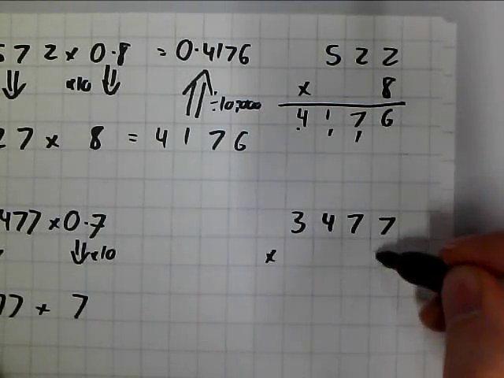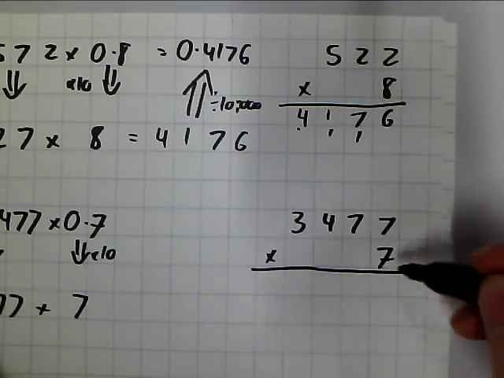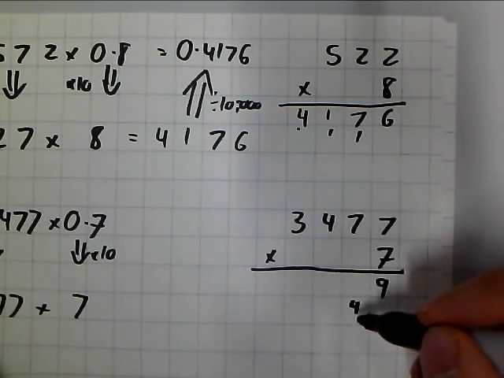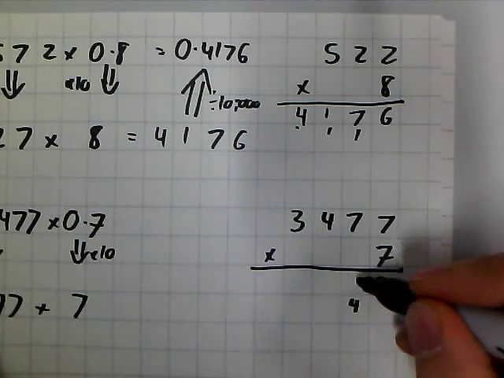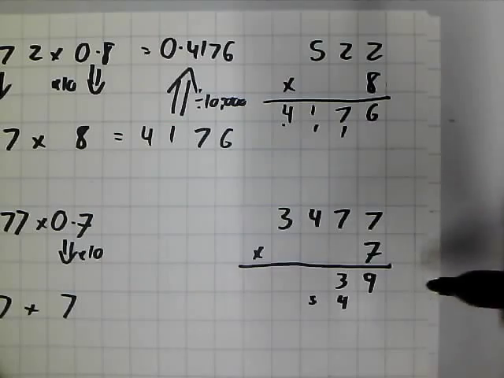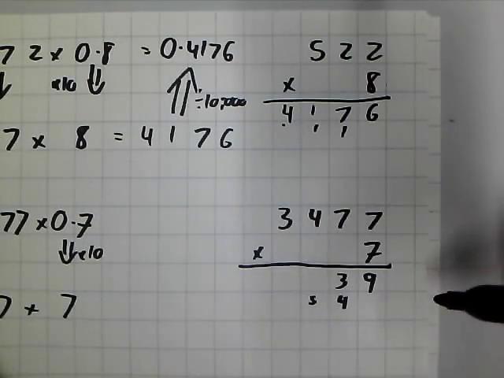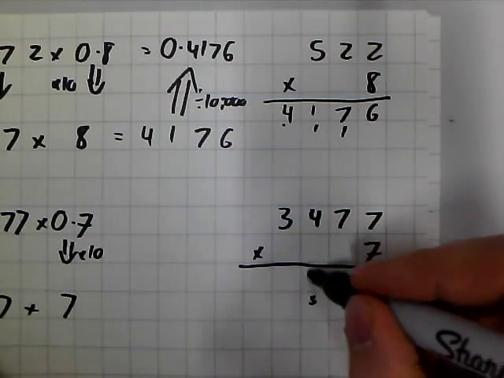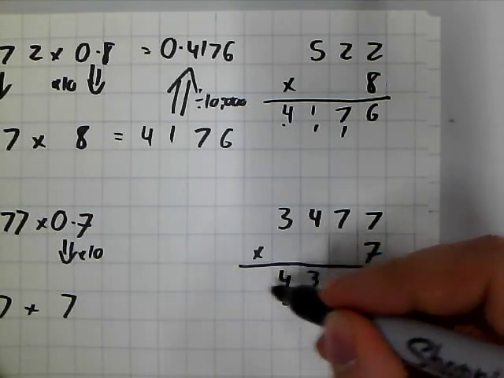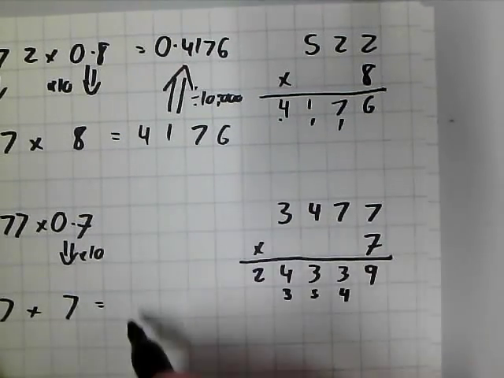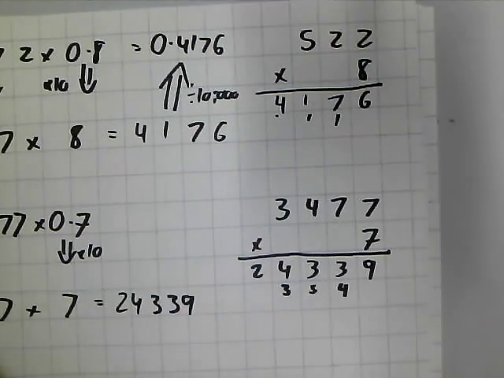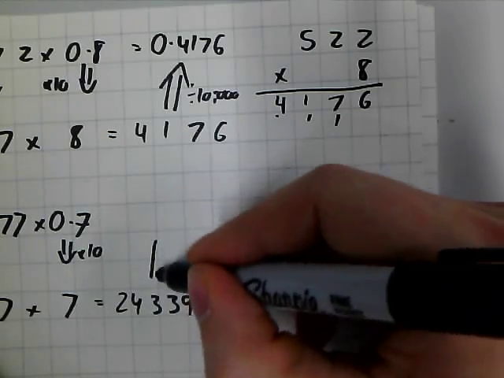So 7 sevens are 49. 7 sevens are 49 plus the 4, 53. 7 fours are 28 plus the 5, 33. And 7 twos are 21 plus the 3, 24. So 24,339. But now we need to divide our answer back by 100,000.